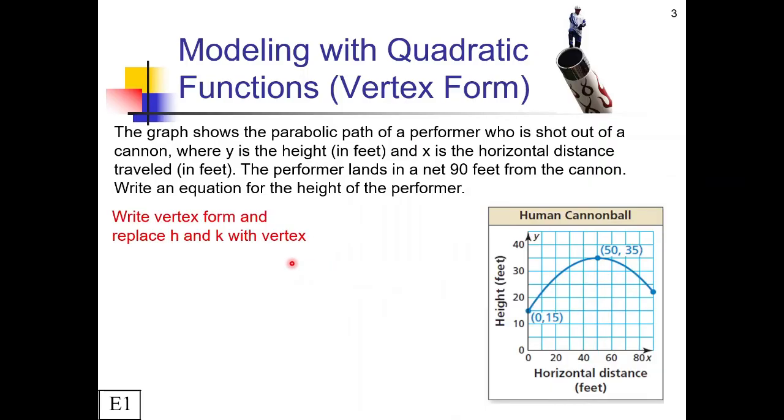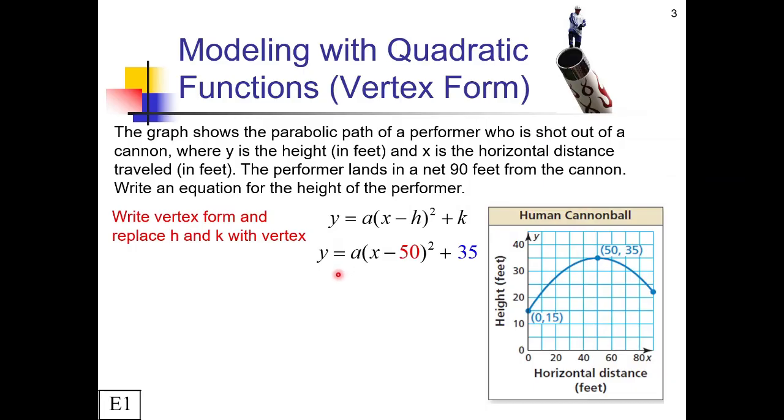So let's go ahead and start by just writing our vertex form and replacing the h and k with the vertex. So in general, we have y equals a times (x minus h) squared plus k. And then replacing that with our vertex, we have an h value, an x value of the vertex, of 50, and then 35 for our k value. So we have y equals a(x minus 50) squared plus 35. And at this point, we still need to figure out this missing a value.